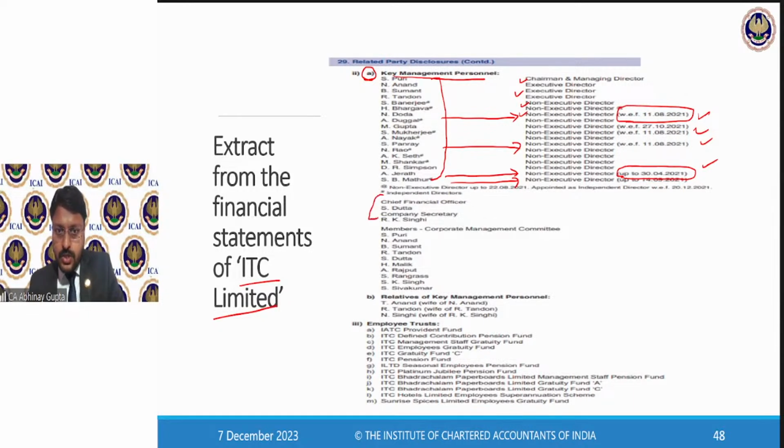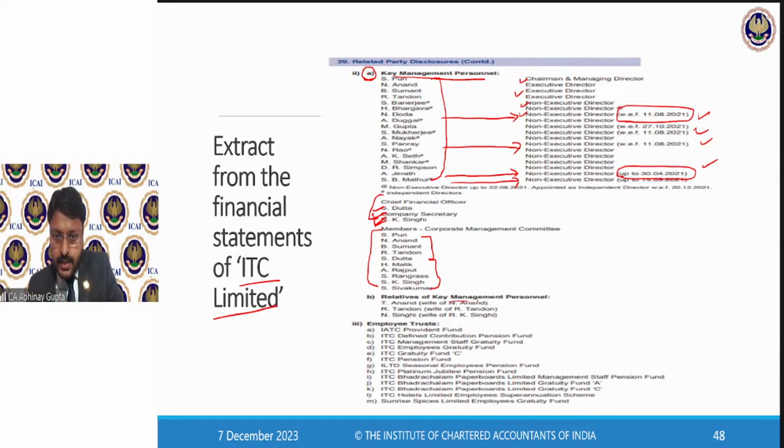Thereafter, I will list the chief financial officer and company secretary, with the name of the CFO and the name of the company secretary, then the members of the management committee. So this is the KMP committee, and these are the names of the members. So this is how I will be disclosing my KMPs.